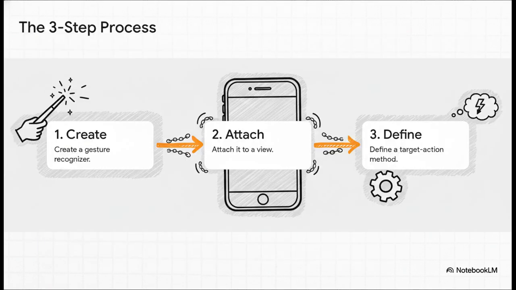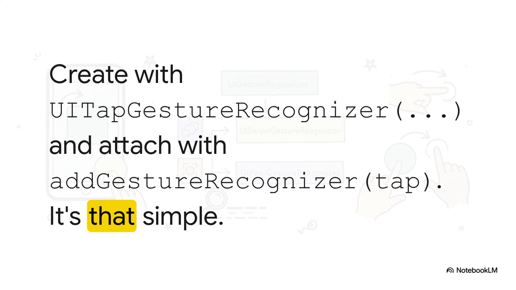And getting started is shockingly simple. I mean, it really just boils down to this three-step process. 1, you create the recognizer you need. 2, you attach it to the view you want it to watch. And 3, you tell it what code to run when it recognizes the gesture. That's it. Create, attach, define. Simple. And this code shows you just how simple it is. Seriously, look at this. That first line, that's step 1, create. We're making a UITapGestureRecognizer. The action part is step 3, we're telling it to call our handleTap function. And that second line, that's step 2, attach. We just add it to our view. It's clean, it's super readable, and it just works.